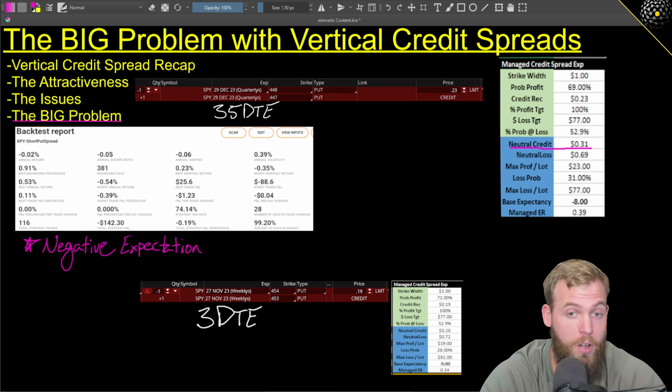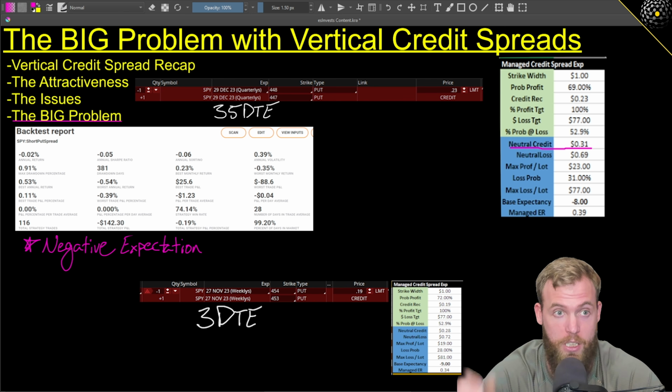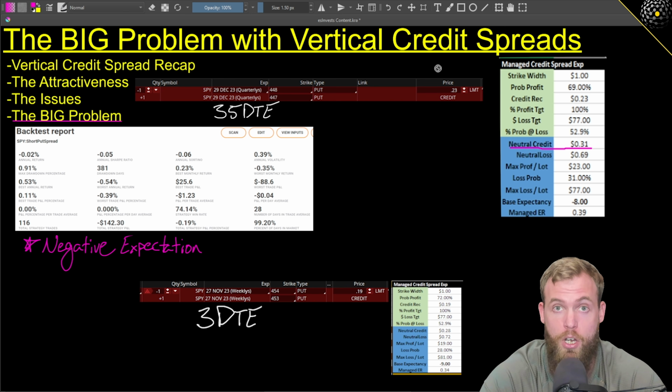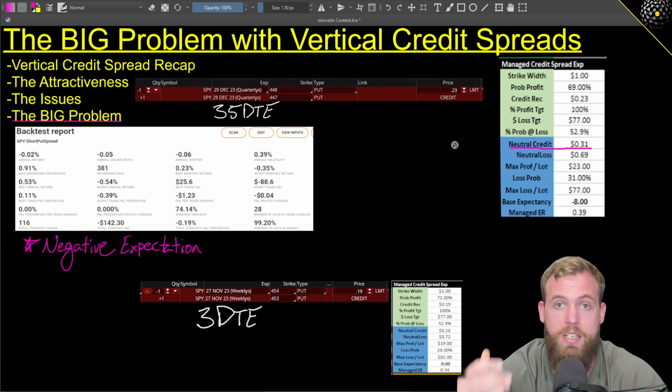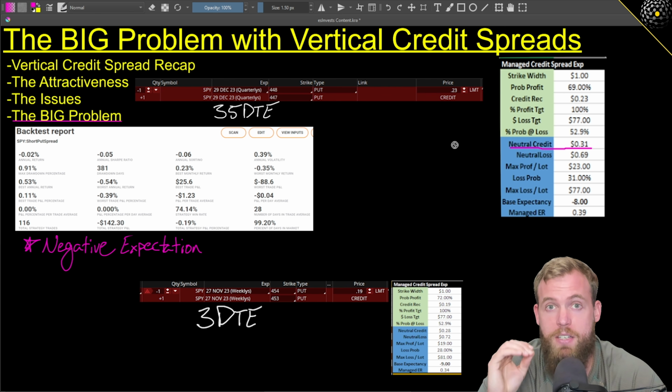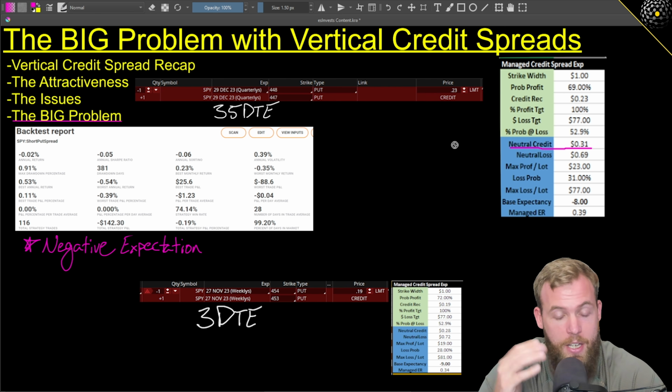So what does that mean? Well, it means that you would have to get really, really good at trading directionally, right? Because this is a bullish strategy in this case when we're talking about the put credit spreads. If you're trading call credit spreads, it would be bearish. And in those instances, there are much better ways to express that hypothesis than these.